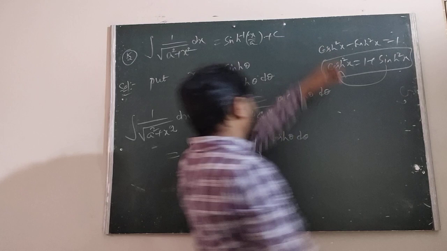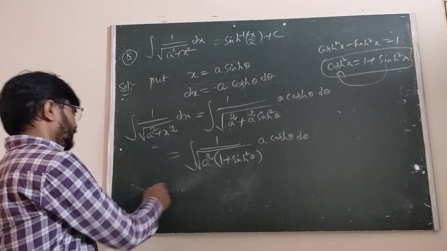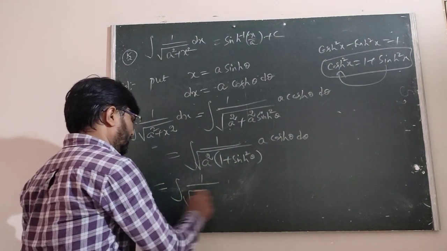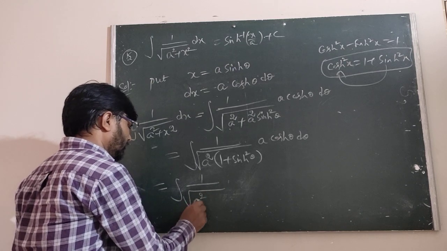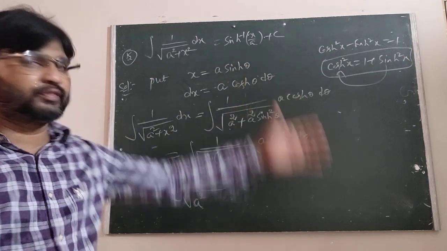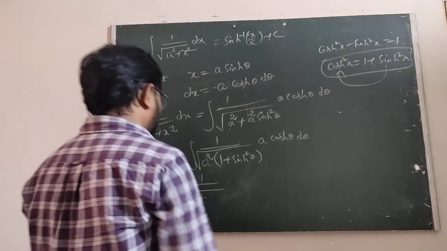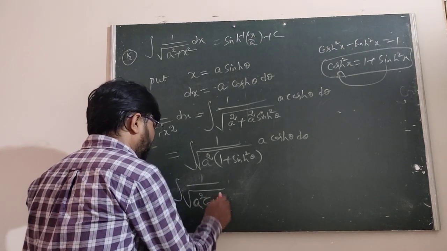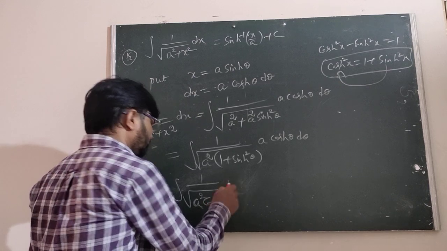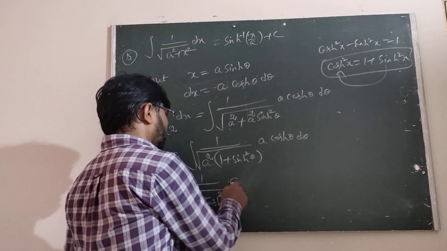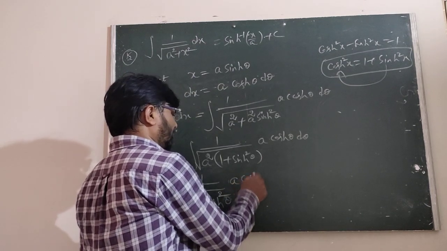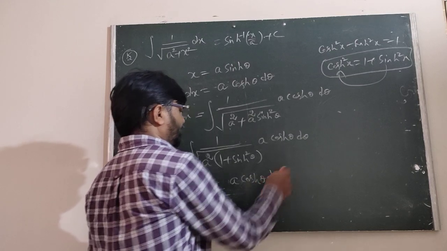Therefore, this is substituted in this. We can write the integral of 1 upon under root a square, and 1 plus sin h square theta is cos h square theta. What remains here is a cos h theta d theta.